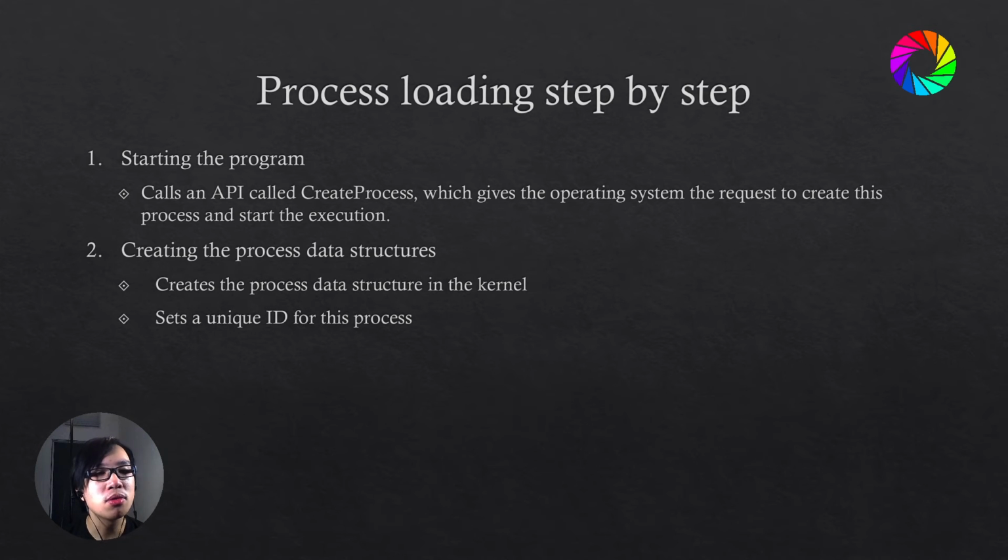So the next step is creating the process data structure. In this step, it creates the process data structure in the kernel and sets a unique ID for the process so that we can identify it. This unique ID is the process ID.